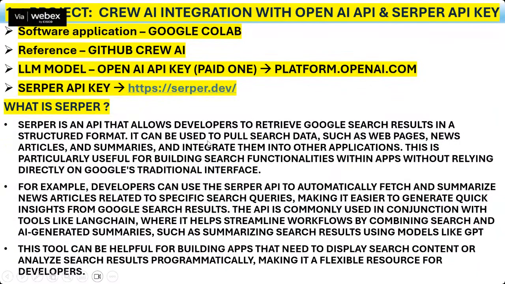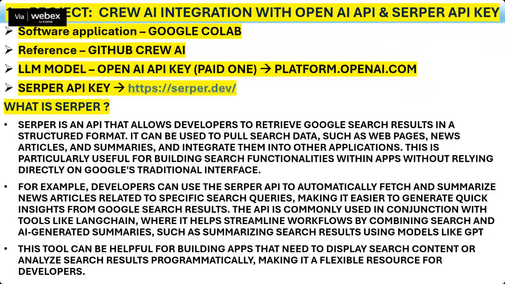Serper is an API that allows developers to retrieve Google search results in a structured format. I mean, it can be used to pull search data such as web pages, news articles, and summaries, and integrate them into other applications. So guys, do you understand what is meant by Serper API? Using the Serper API key, we can search data from web pages, news articles, summarize, and integrate them into other applications. This is useful for building search functionality within apps without relying on Google's traditional interfaces. For example, developers can use the API to automatically fetch and summarize news articles related to specific search queries, making it easier to generate quick insights from Google search results. So guys, I hope you understand.